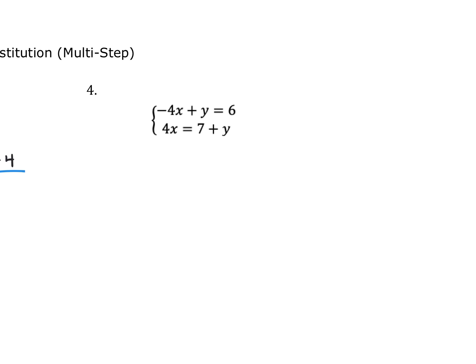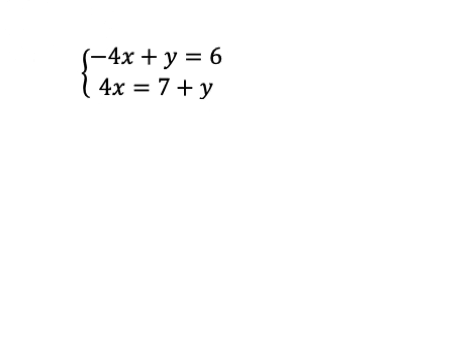Okay, let's go on to number 4. Looking at number 4, I have negative 4x plus y equals 6. And I have 4x equals 7 plus y. Well, both of those, my y is all by itself. So it doesn't really matter which one you choose to move over. I'm going to go ahead and choose that top one. Let's get that y by itself on the top. So I have negative 4x plus y equals 6.